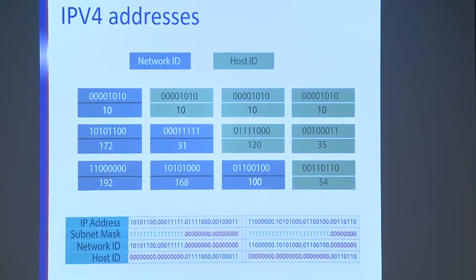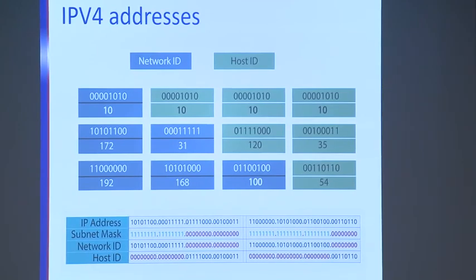When you take a look at the next one, it's 172.31. That is the network side of the address. The green side of that in the second line down is going to be 120 and 35. So that's the 3rd octet and 4th octet. The very bottom one is your Class C address, 192.168.100, showing a .54 for the host address.